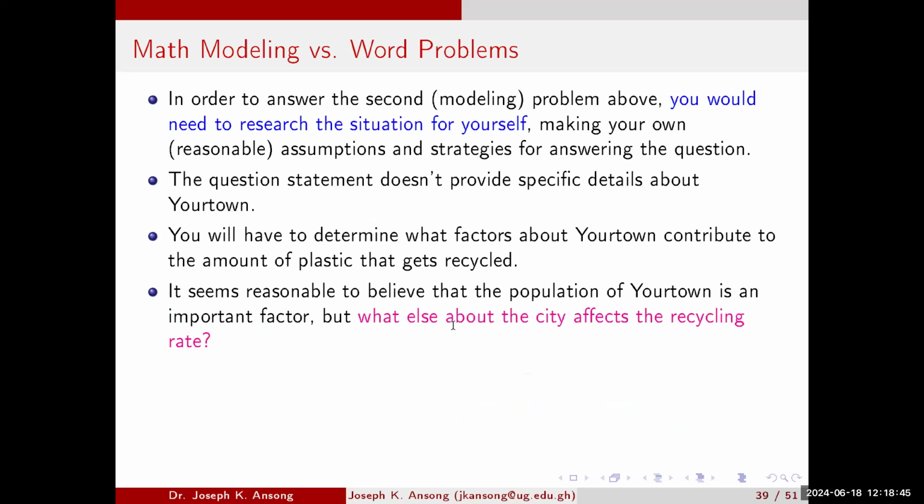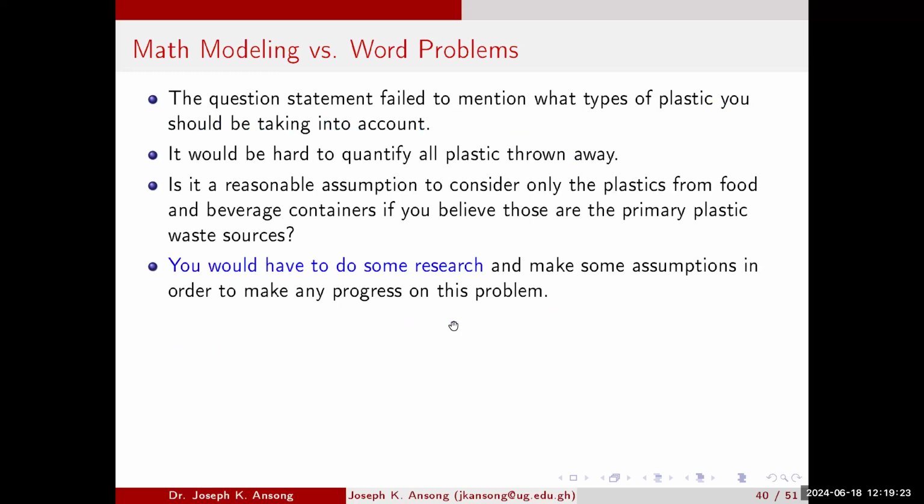But the second one required that you do research and make your own reasonable assumptions and strategies for answering the question. The statement doesn't provide any specific details, so you have to get those for yourself. You would probably have to think about what other details affect recycling. Would it be the position of recycling bins? How far are they from your house? What other factors will affect people from recycling? So you would have to get that information for yourself.